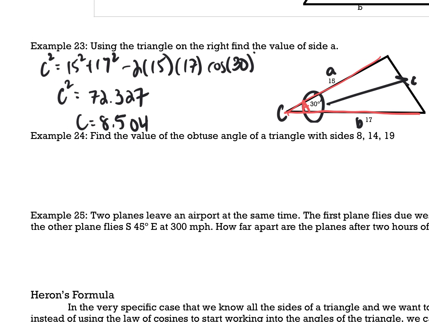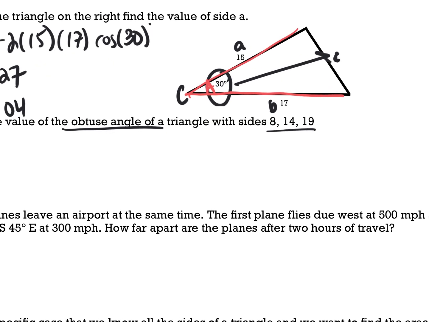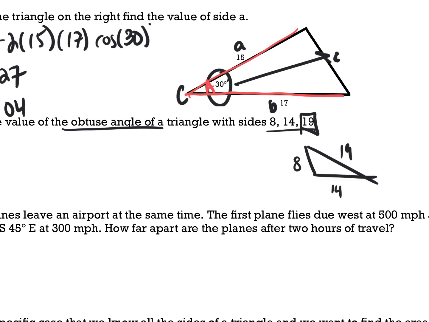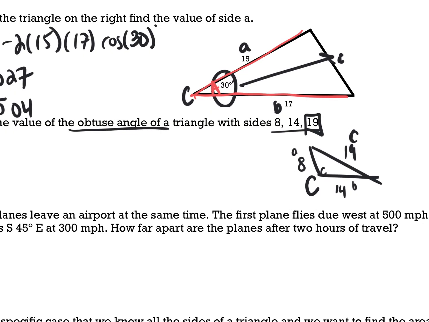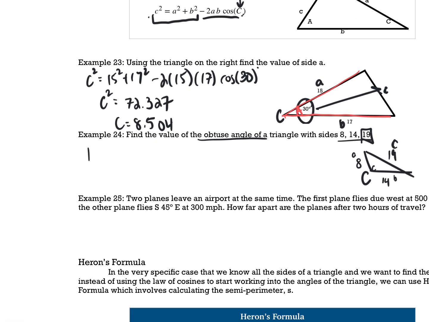Now here's the case where we have to find the value of the obtuse angle. They give me the three side lengths. First I want to start off by drawing the triangle: 8, 14, 19. I want to find the obtuse angle, which, if you remember from the hinge theorem of a triangle, has to be across from the largest side. So we are going to call the angle across from 19 C. We're going to make that the C, 19. 8 is little a, and 14 is little b. Once I have all that, I just plug everything in.